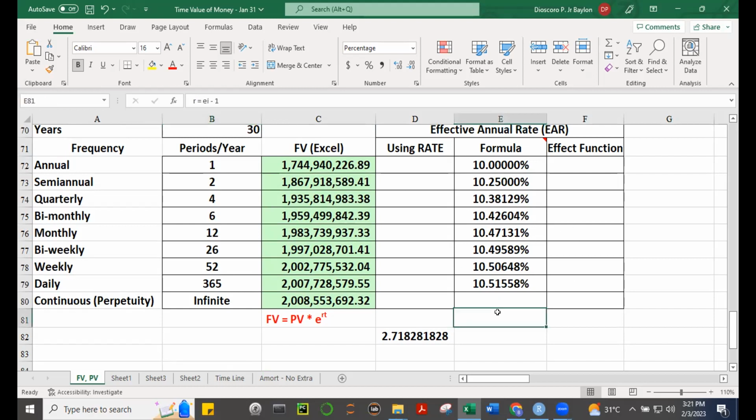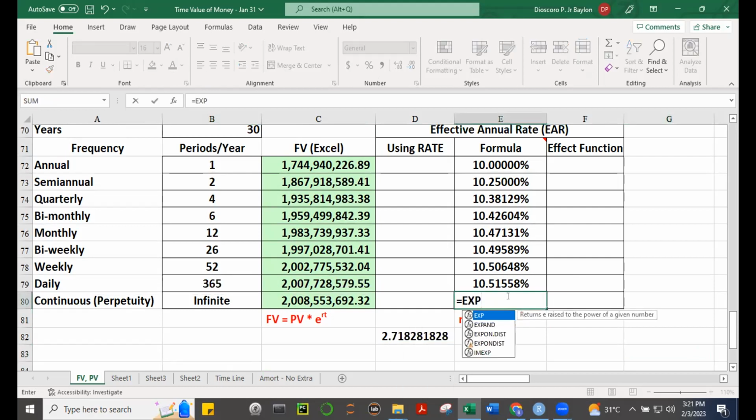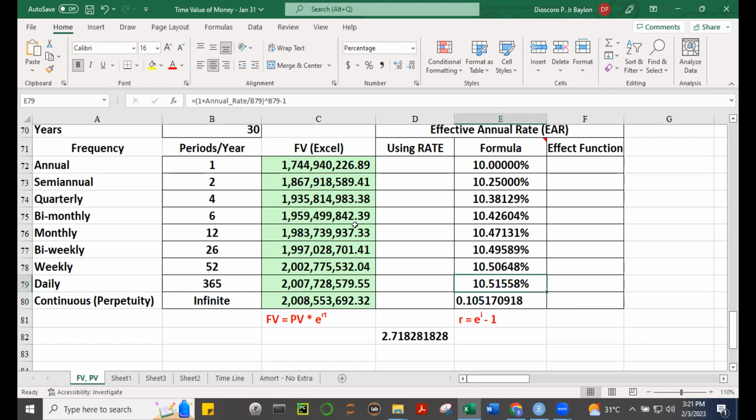Okay, and for this one, again, I already gave you the formula. Your effective rate is e to the i minus 1. So this is the exponential raised to the i, which is your annual rate, then minus 1. All right. Let me just make this in percentage also. Okay, you can see that we already expected that the continuous compounding will have the highest effective annual rate.